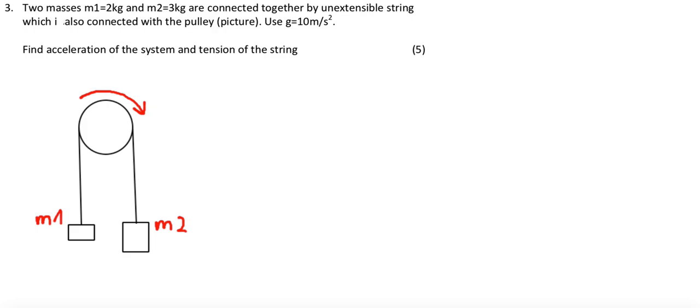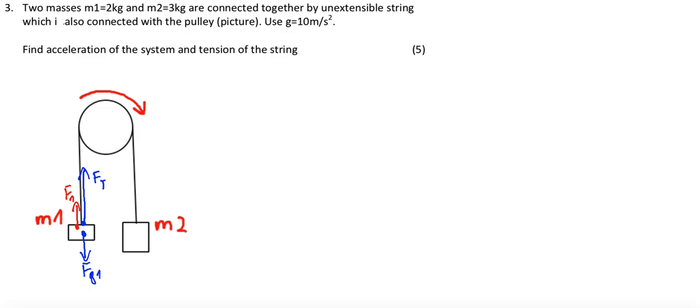Okay, so each mass experiences two forces. And we know that system accelerates clockwise. M2 falls down, M1 goes up. So mass number 1 experiences force of tension, Ft, and gravitational force, Fg1. And Fg1 is shorter than Ft because the resultant force acting on mass 1, so F1, must be directed up because mass 1 moves up, accelerates up.